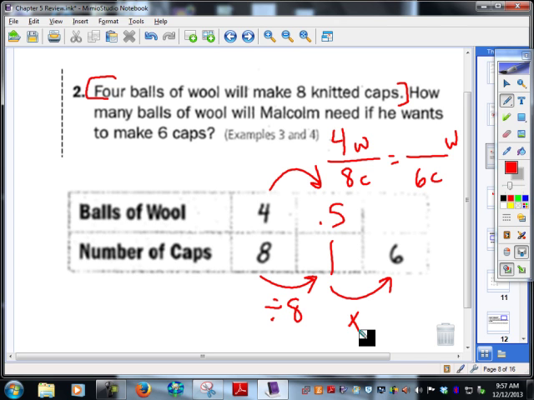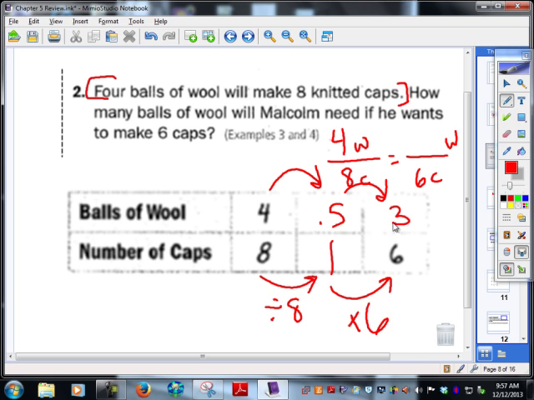Times 6. So if you're multiplying the number of caps by 6, wouldn't it make sense that we multiply the amount we need for 1 cap by 6? So we do the same thing here. Half times 6 would be 3. Now that's not the only way you could have done it.